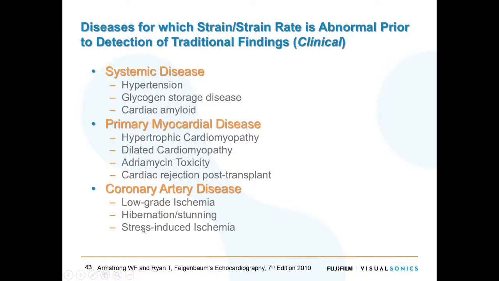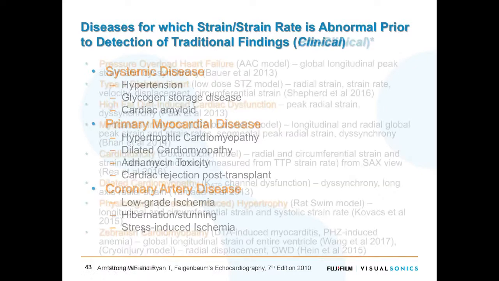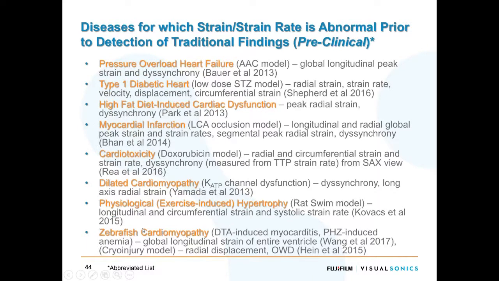So there's a variety of diseases for which strain and strain rate is abnormal. I took this from a table from Feigenbaum's Echocardiography book, and it just shows you these big classes of cardiomyopathies and some subcategories of where they're changed. This is clinical data, but we can do the same thing preclinically.